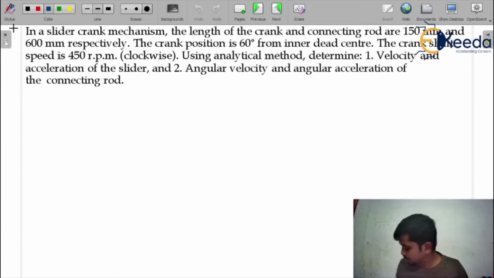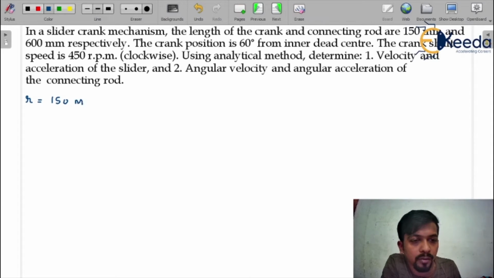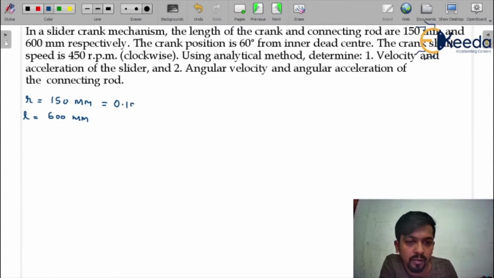So in the question, it is given that in a slider crank mechanism, the length of the crank and the connecting rods are 150 mm and 600 mm respectively. So the length of the crank is denoted as R, that is 150 mm, and the length of the connecting rod is L, that is 600 mm. I can write R as 0.15 meter.